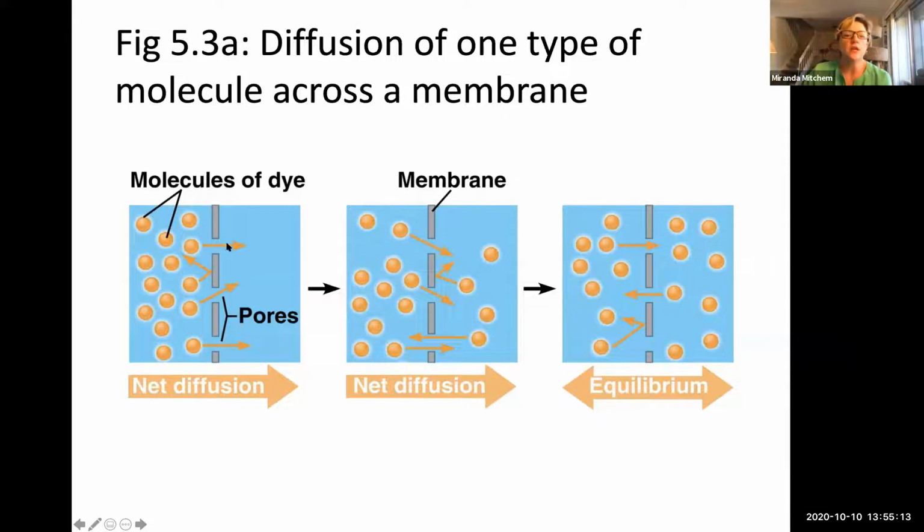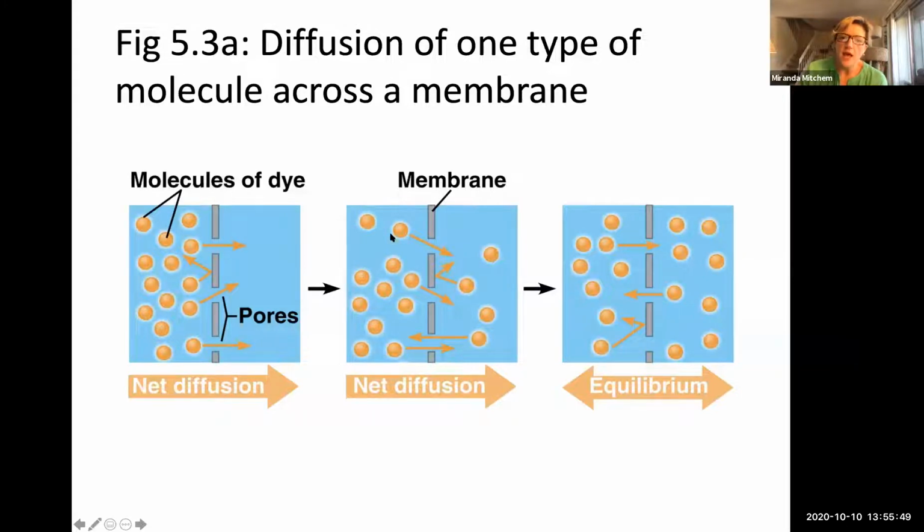and look at diffusion. But what happens here is that the holes, the pores, are big enough for this molecule of dye to move. So the gradient is always high to low, and that dictates which way the molecules are going to move. So the gradient is much higher on the left side of this membrane than it is on the right in the beginning. I mean, there's none on the right side at all.